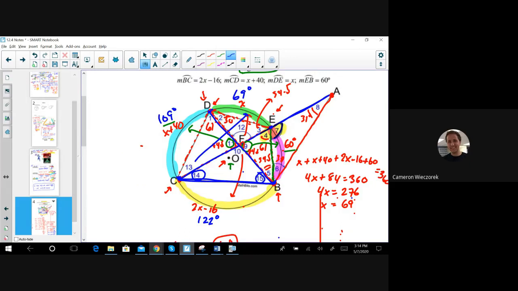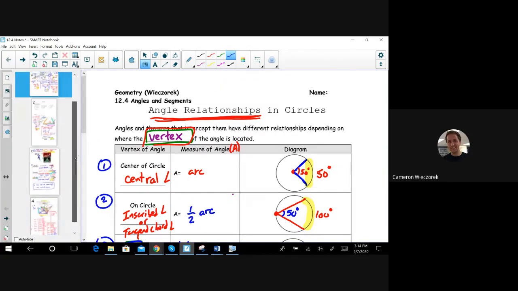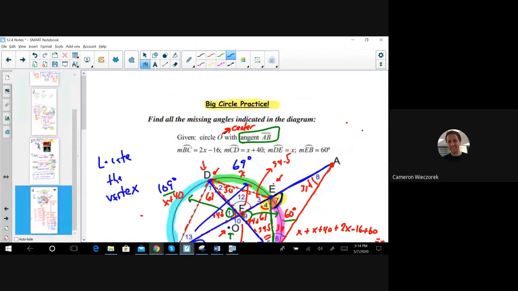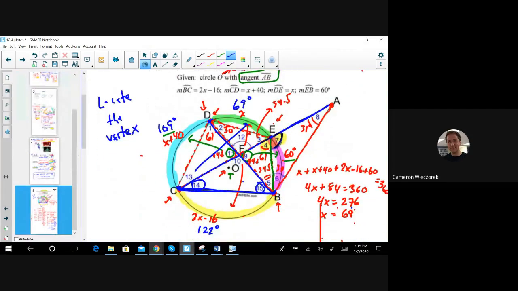Identify the location of the vertex. That's what it's about. Locate the vertex. Every time you're finding a new angle, you should be asking yourself, where is my vertex? Because what that's going to help you decide is which of the formulas from this chart to use. And again, look at the chart that I posted for you online. It's nice and organized. It has diagrams. It has some examples for you to help make these problems a little bit easier.